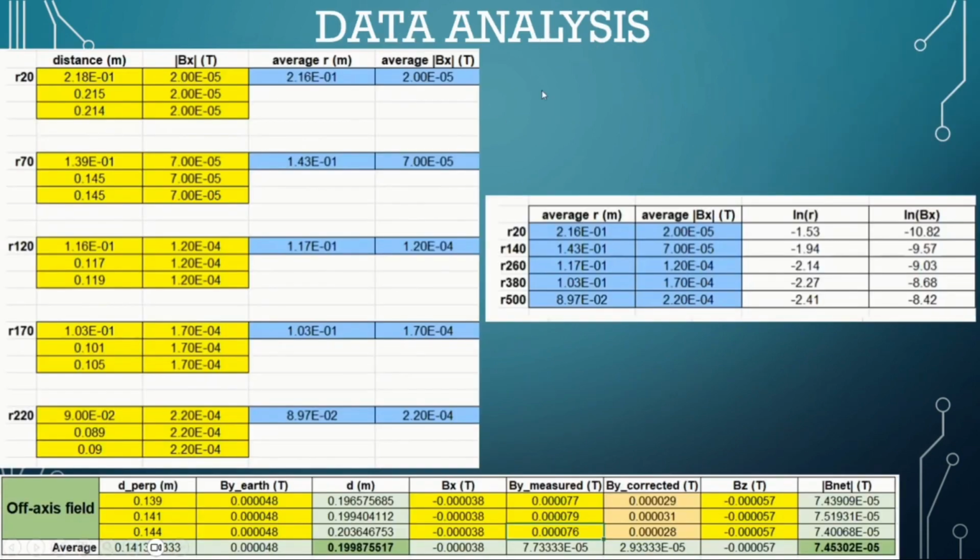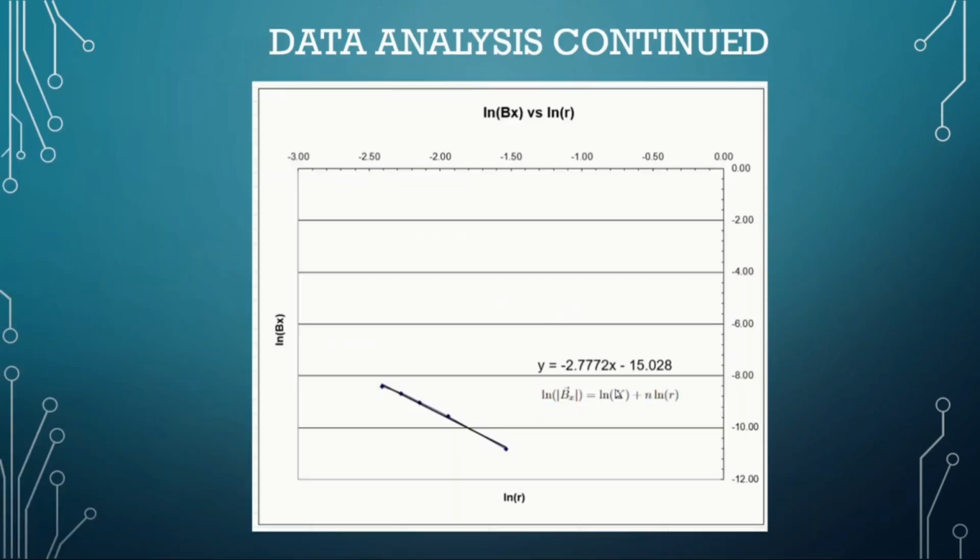For the data analysis, these were our results using the magnetometer application. And this is the data analysis continued with the graph of ln of the magnetic field and ln of r.